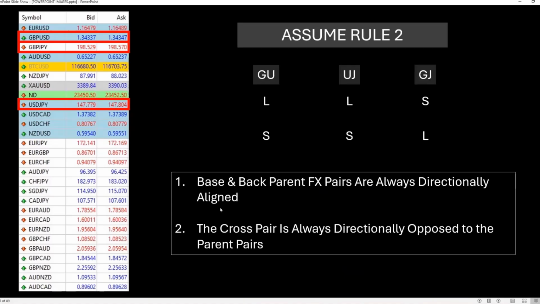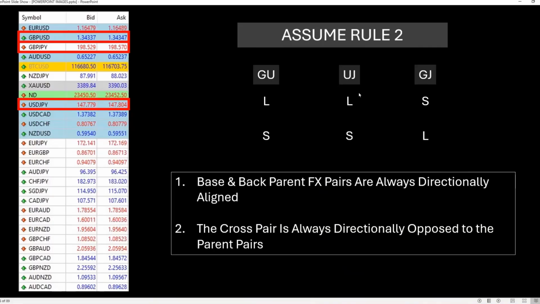Now, before I go on to show you how to tally up, there is a rule that we have to assume. Rule number 2. For us to tally up this situation, the base parent and the back parent always have to be directionally consistent. They have to be directionally aligned. That means if GU is long, UJ must be long as well.